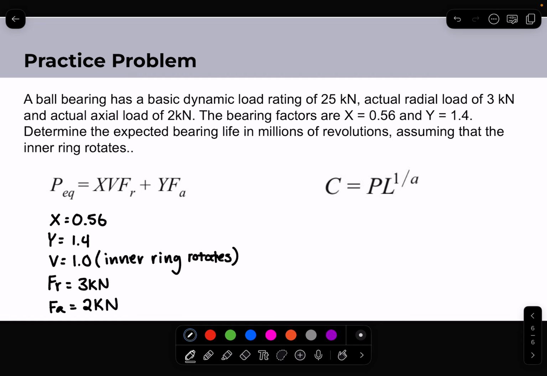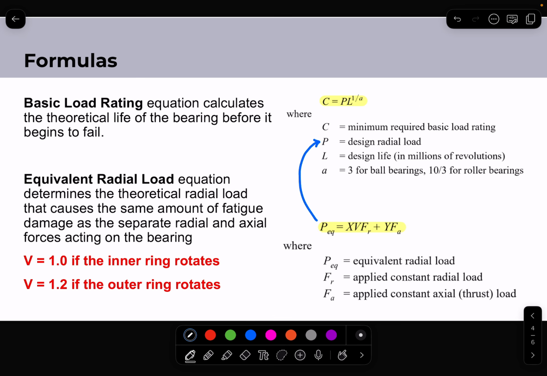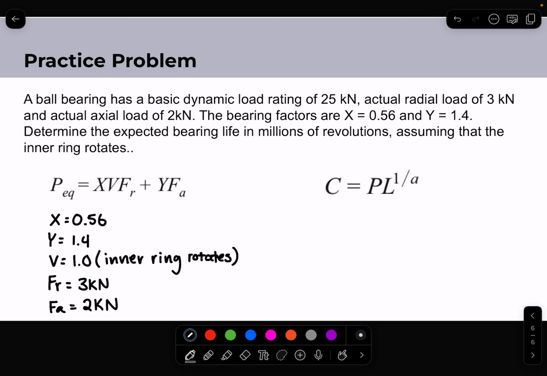Most of these variables were found in the problem statement except for V here, which I kind of skipped over in my explanation. V is equal to 1 if the inner ring rotates, and V is equal to 1.2 if the outer ring rotates. Typically for bearing applications, either the inner or the outer ring is going to rotate and the other one will be fixed, and that's determined by how it's installed, basically. These V constants, not sure if they'll be provided on the exam. They're certainly not included in the reference manual, so it's something to keep in the back of your mind as you're going into the exam.